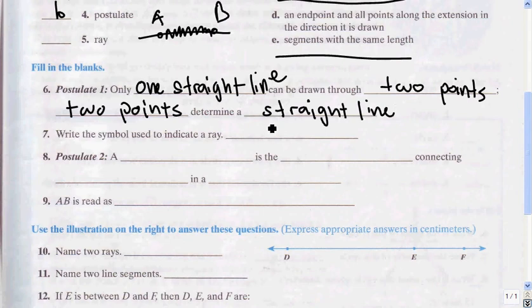Okay, now write the symbol used to indicate a ray. The symbol used to indicate a ray is that one. So if you want to say ray AB, you would write it like that. If you want to say line segment AB, you would just draw a line above AB. That means line segment. If you want to name a ray, you draw AB plus the little arrow on top of the A and the B.